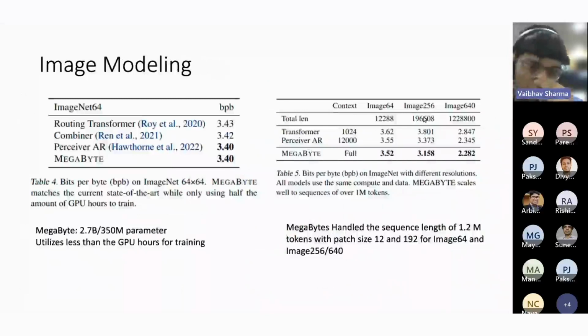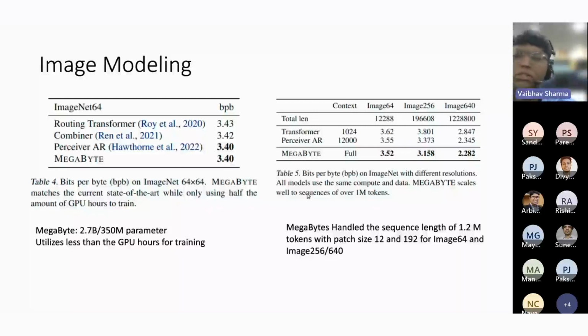They did this analysis on image modeling also, and for that they used the ImageNet 64 by 64 dataset. They found that their model was almost state of the art, the same as Perceiver. They also claim that their 2.7 billion model utilizes less GPU hours for training, almost half the GPU hours compared to the other existing transformer or Perceiver AR models, while giving the same bits per byte accuracy level.